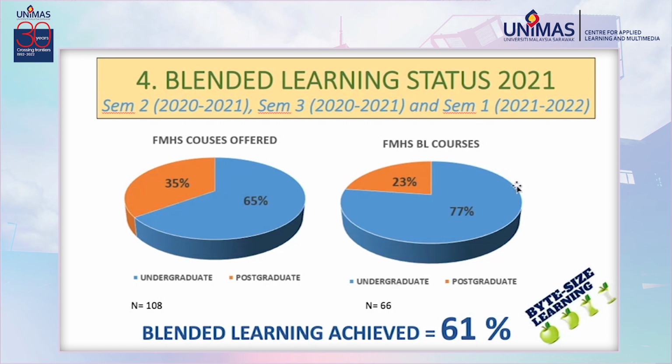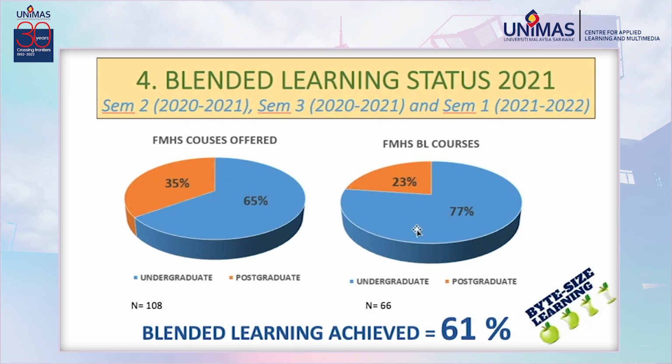Once again, the majority came from the undergraduate courses. So the postgraduate courses have a lot of room for improvement. Every year we try to increase the number of postgraduate courses that can attain the blended learning status. Having said that, it doesn't mean the undergraduate should get 100%, but normally we do not get that. The best we got in one year was about 81%. But this year is not too bad, 77% achieved it.